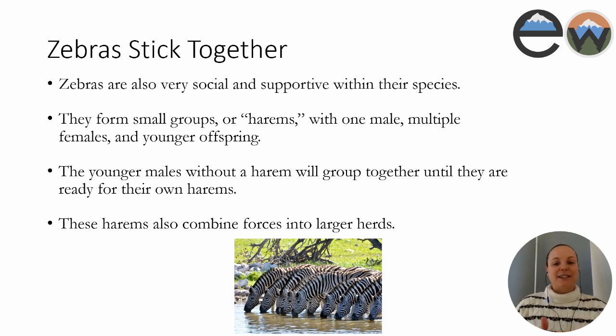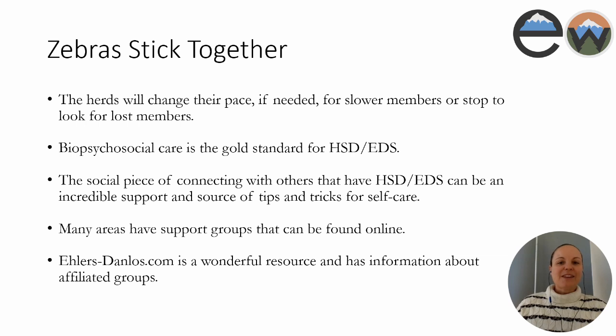Also, zebras tend to stick together. They're very social and supportive within their species. They form small groups or harems, typically with one male, multiple females, and younger offspring. The younger males that are without a harem will actually group together until they're ready for their own harem. So there is a lot of bonding within this species. And then the harems will also combine forces into larger herds if and when needed. So there's just a lot of overlap, I feel like, between all of our personalities with the zebra and ourselves as humans. The herds will change their pace if needed, if there's a slower member, or they'll stop to look for lost members too. I feel like that's us as well.